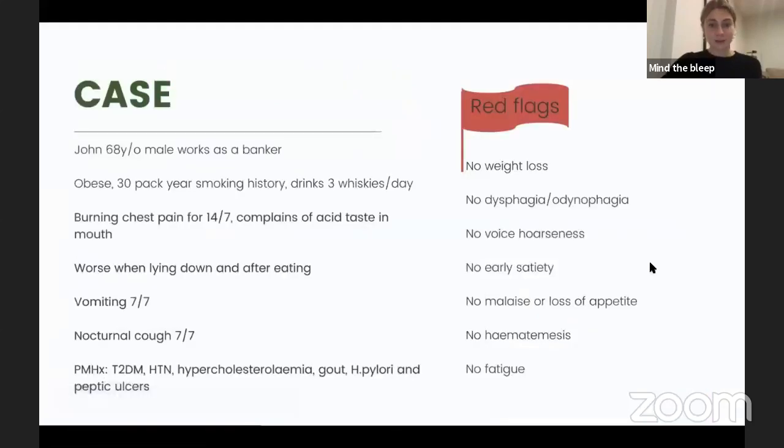All right, so going back to our patient, John, who's 68 years old, he's a male, and he works as a banker. He tells us that, as I did mention, he has a very significant smoking history of 30 pack years. He drinks 3 whiskeys a day, and he is obese. This chest pain that he has told you about has been going on for 2 weeks, and he does have some acid taste in his mouth. The pain is worse when he's lying down, and it's worse after he's eaten.